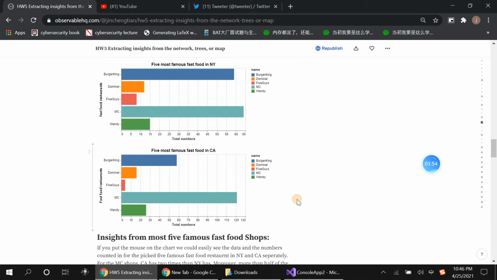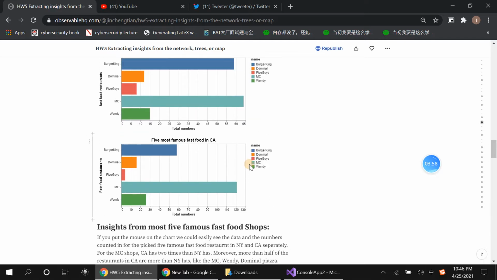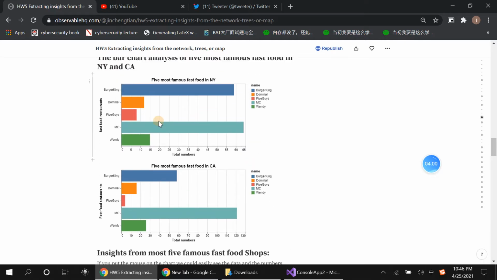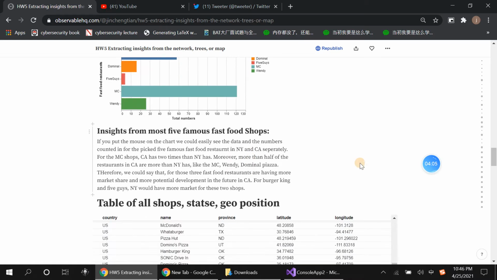So from the bar chart part, we calculated the total number of the picked fast food restaurants, and we can see that for most of the fast food, the restaurants in California are pretty much two times those in New York.